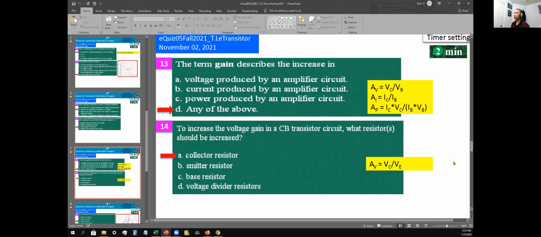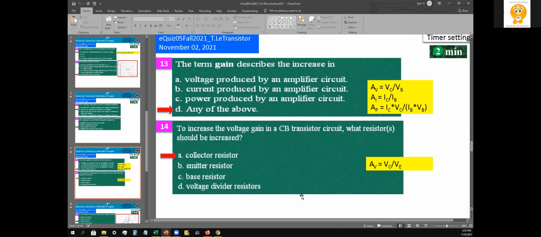Number 14, to increase the voltage gain in a common base transistor circuit, what resistor should be increased? Okay, so we know that the gain is VC over VE. So in this case, we're going to increase the resistance on the collector. So the answer is A for number 14.